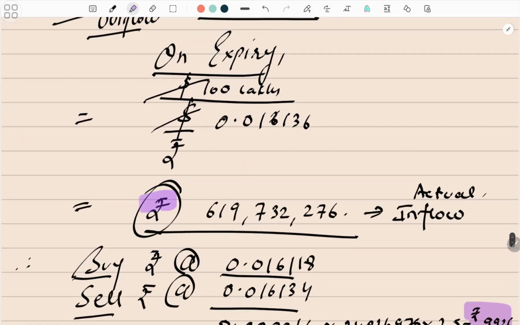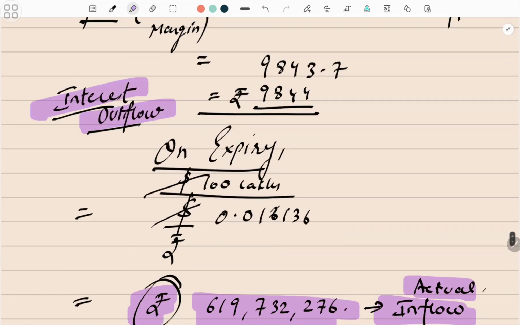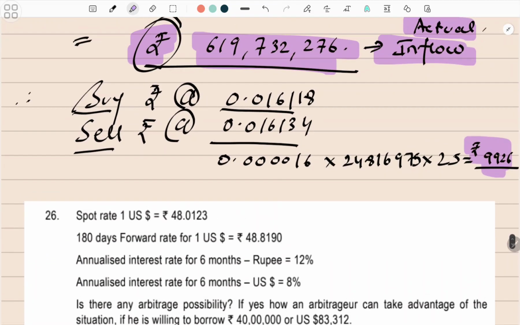This is also an inflow, the actual rupee equivalent of 100 lakh dollar that I'll get on expiry. And this was previously predetermined because I had hedged using a currency future rate. So this is my actual inflow, and this is my outflow, the cost of funds, initial margin, this much. So when you net this all, but before netting there's one mistake we've made.